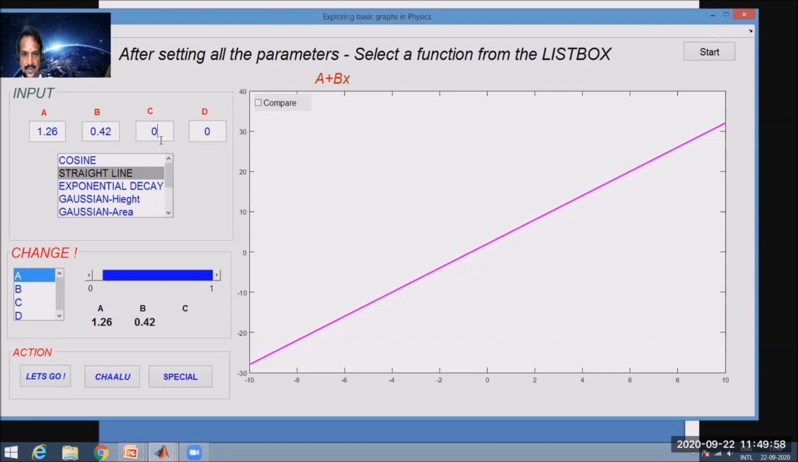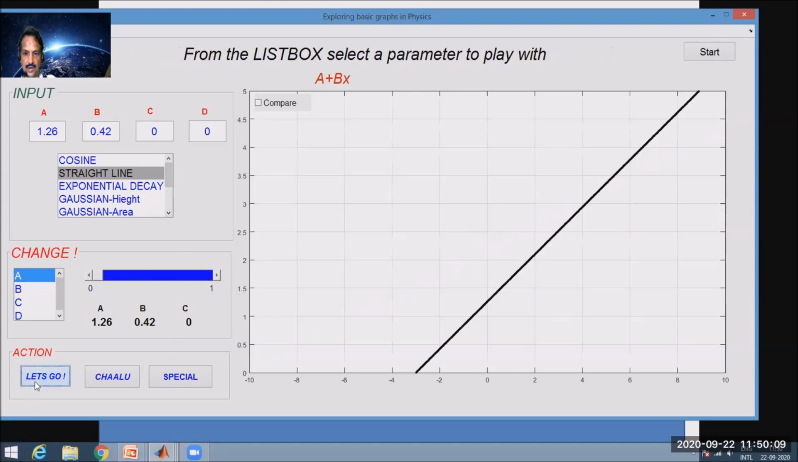C is not required for this. D is also not required for this. So the initial parameters are printed here. A is 1.26, B is 0.42, and then let us plot this. So with these parameters 1.26 and 0.42, the plot looks like this.